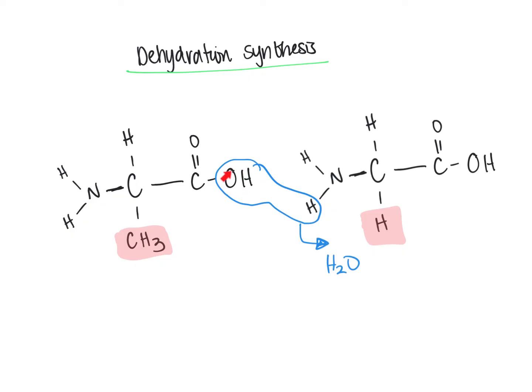We've got the OH group coming from this carboxyl group, and we've got the hydrogen coming from this amine group on this other amino acid, and it's going to be removed to produce water.